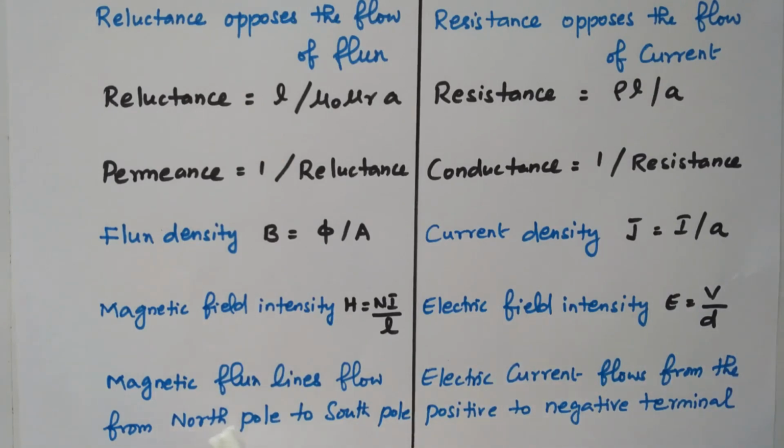The magnetic flux lines always flow from north pole to south pole. Similarly, the electric current flows from the positive to the negative terminal. So these are all the analogies between the electric and magnetic circuit.